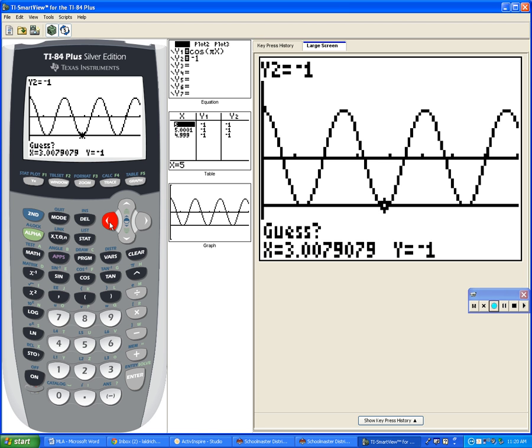Then I'm going to move this guy over closer to where it crosses there, and hit enter. And you get what? It's about 1. It's 0.9 repeating. I'm going to just round that up to 1. Call me crazy. Any guesses what the next one's going to be?